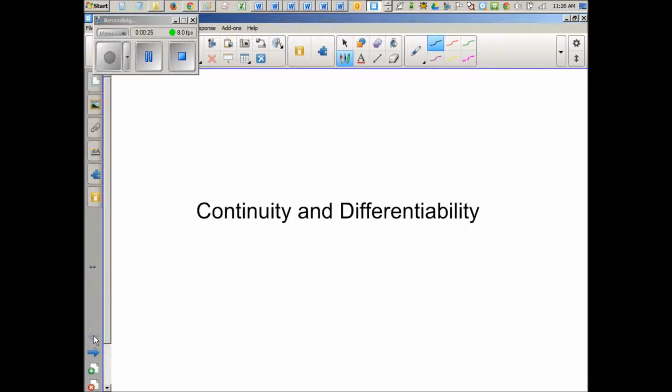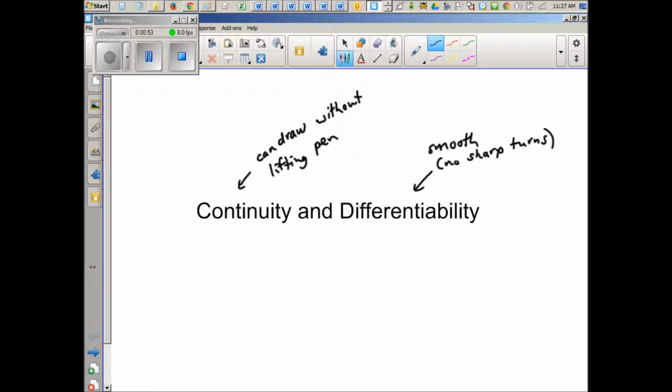I want to remind you what we've thought of these in the past as. We used to call this continuity just means can draw without lifting your pen. And differentiability just means smooth. No sharp turns, you know. No sharp turns. But do you think that that's a scholarly and professional way to state what continuity and differentiability is?